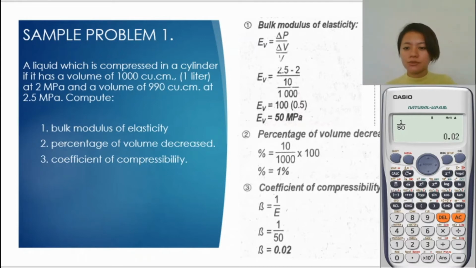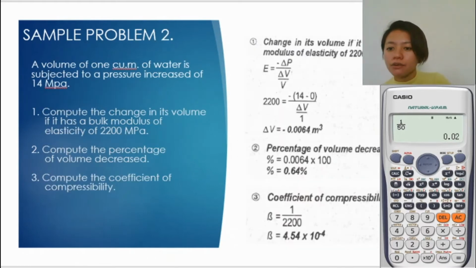So, let's proceed with sample problem number 2. A volume of 1 cubic meter of water is subjected to a pressure increase of 14 megapascals. Number 1, compute the change in its volume if it has a bulk modulus of elasticity of 2,200 megapascals. For number 2, compute the percentage of volume decrease. For number 3, compute the coefficient of compressibility.